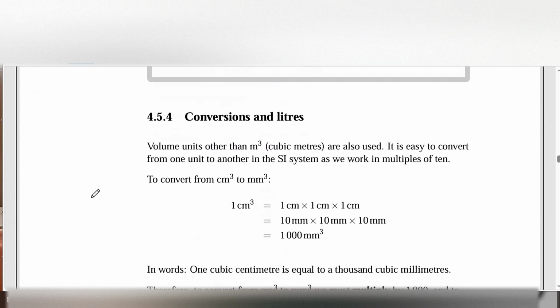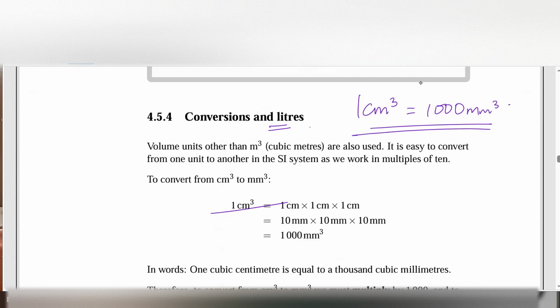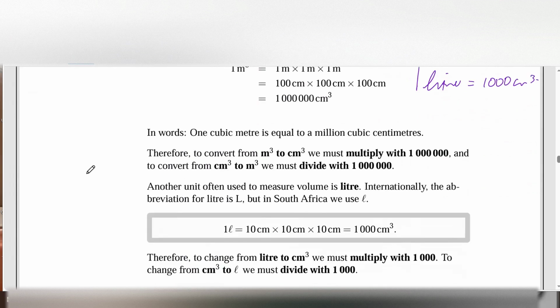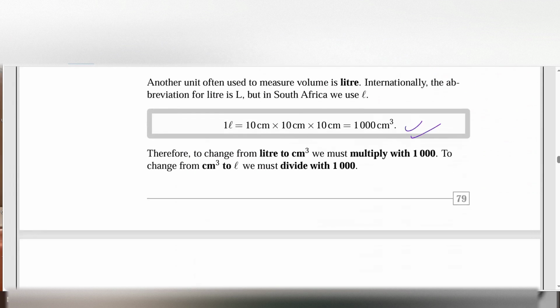And then conversions with liters. So more or less the same thing. We are saying that 1 cubic centimeter is the same as 1,000 cubic millimeters. Okay, then we also need to know that 1 meter cubed is the same as 1 million centimeters cubed. And then we also need to know that 1 liter is equivalent to 1,000 cubic centimeters. Okay, I think that's what they are highlighting also here.